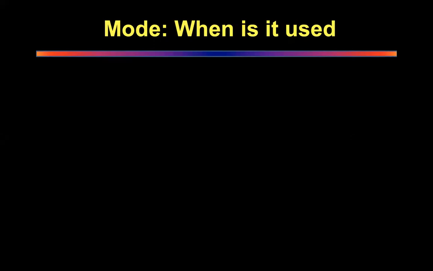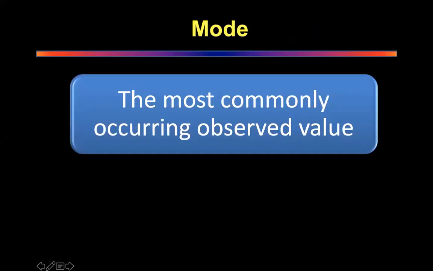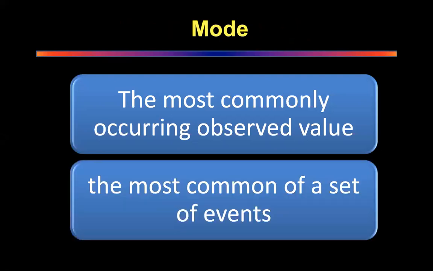percentage, mean, and median. Let's look at mode. Let's see how mode is used. It is used when we need a label for the most frequently occurring event. So that's quite important. The most commonly occurring value is the mode in a study, or it is the most common of a set of events.